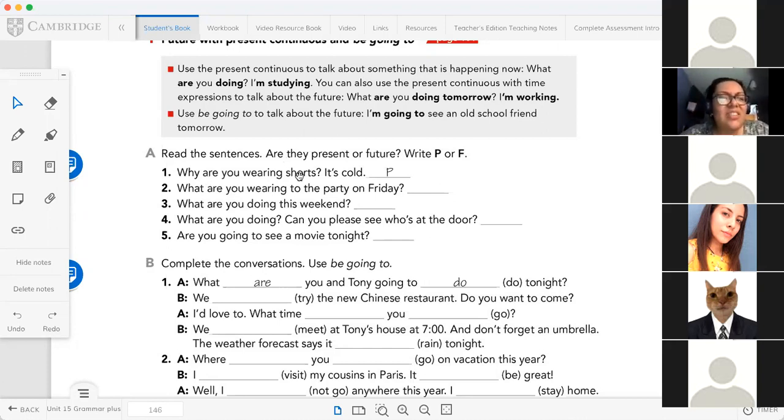Why are you wearing shorts? Are you crazy? It's cold. So in this moment, why are you wearing shorts? This is about the present. Why are you wearing shorts right now?